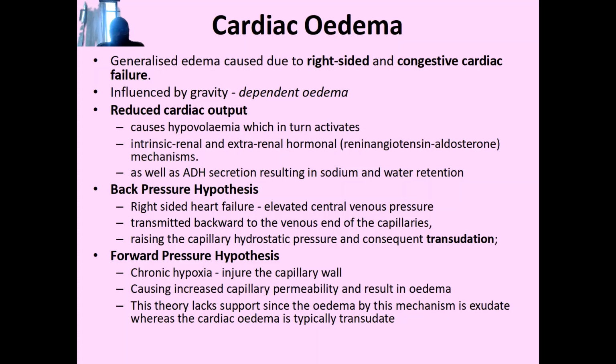So the back pressure hypothesis is that right-sided heart failure elevates central venous pressure, which is transmitted backward to the venous end of the capillary. This one is called backward failure, raising the capillary hydrostatic pressure, and consequently there is transudation. The forward failure hypothesis is that there is chronic hypoxia and injury to the capillary walls. That means now there is what we call an intrinsic pathway of inflammation, because the endothelial cells start getting inflamed.